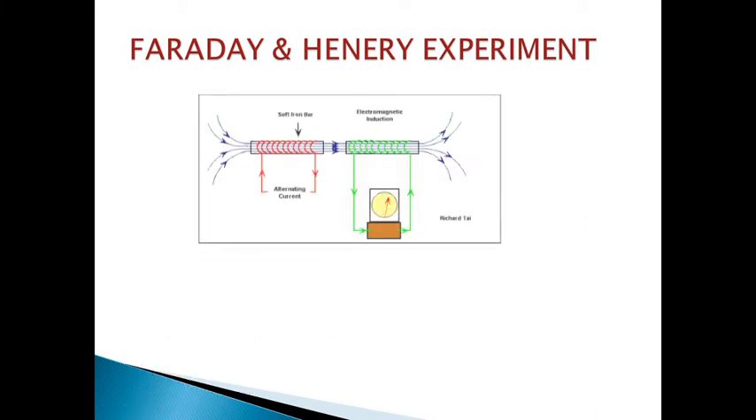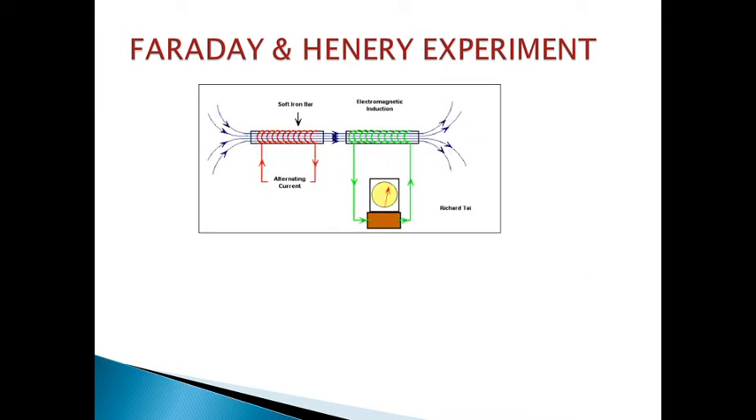So whenever you are changing the position of the magnet or the coil, or the current, in all the cases the number of field lines was changing, the flux was changing. It was the flux which was changing.